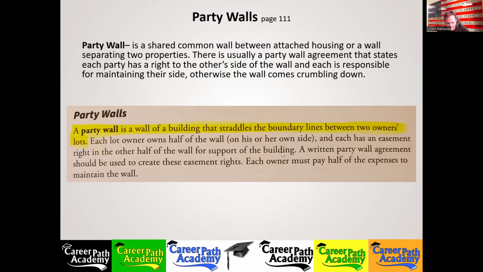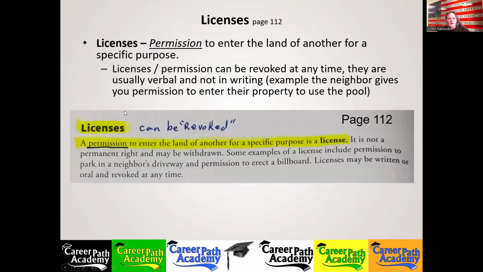This is page 111. And license, you should already have this highlighted, right? And you made this note down there. License is permission to enter the land of another for a specific purpose. And with a license, that permission may be revoked at any time.